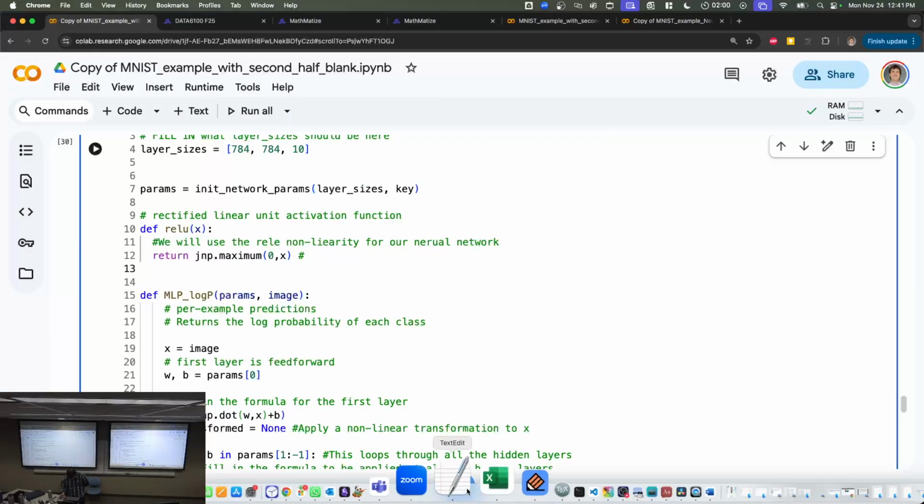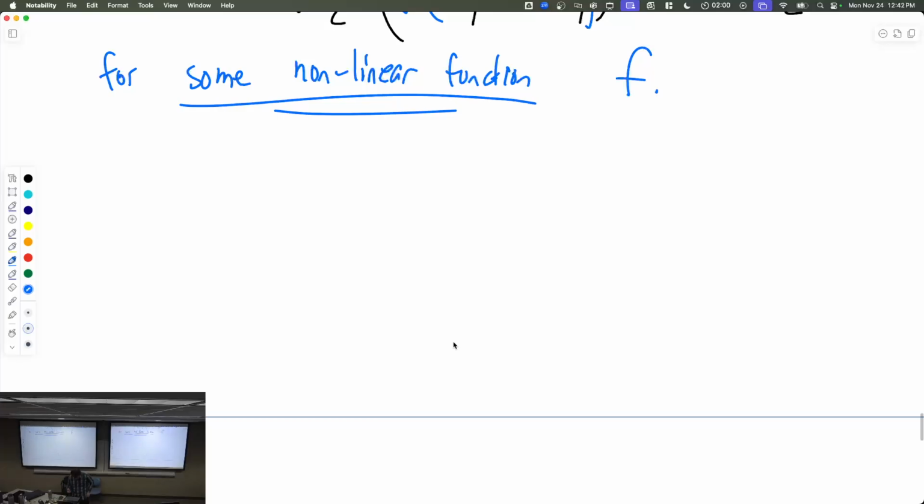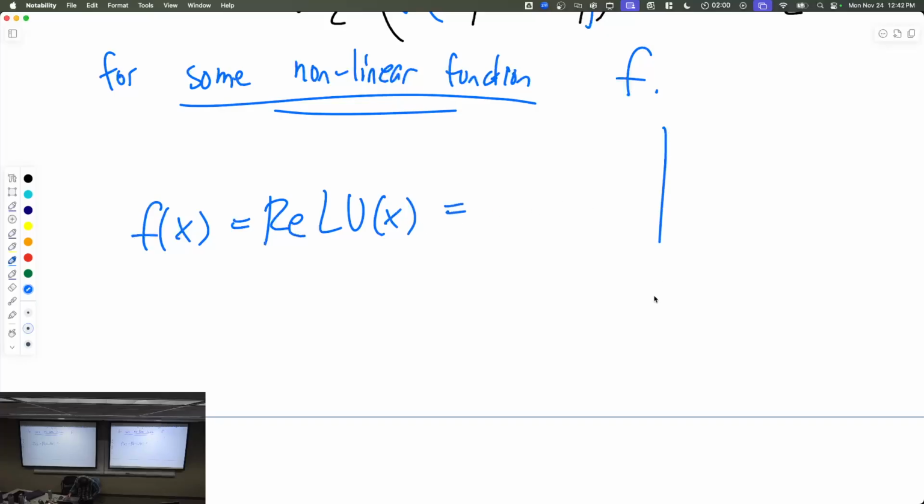It's called the ReLU function. And it looks like this. So here's the function f I'm going to use. f of x equals the ReLU of x. ReLU stands for rectified linear unit. It's kind of a funny name. It's this function. So it's 0 if x is less than 0, and then it's x if x is bigger than 0. And you can write this very compactly as the maximum.